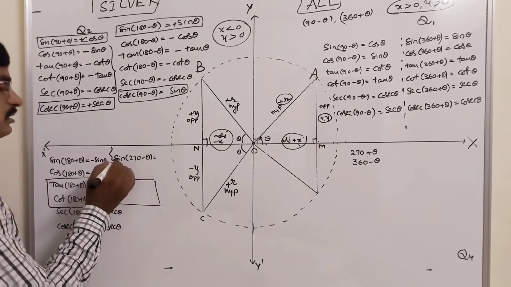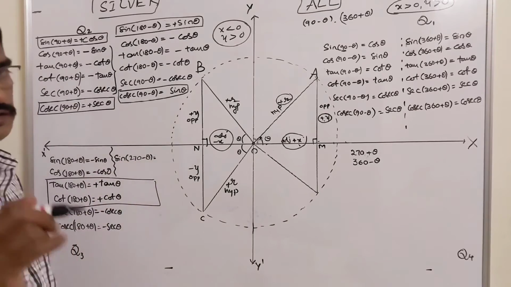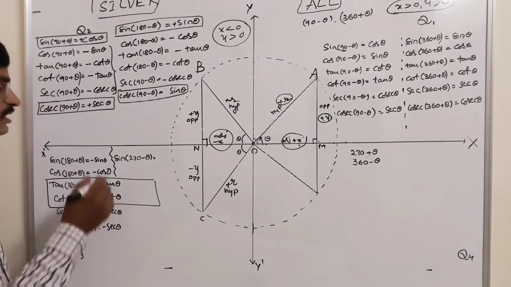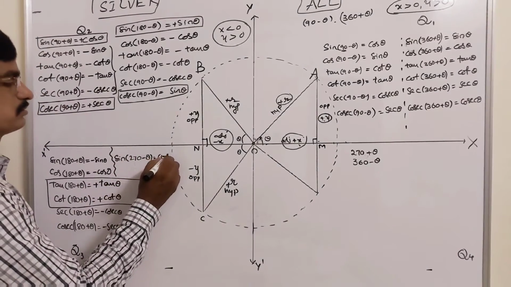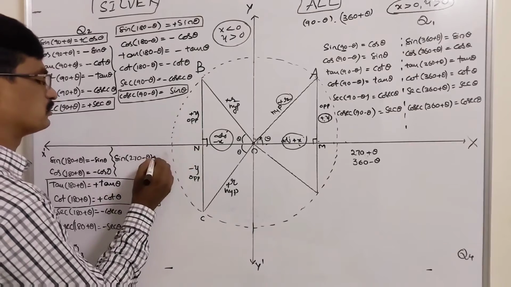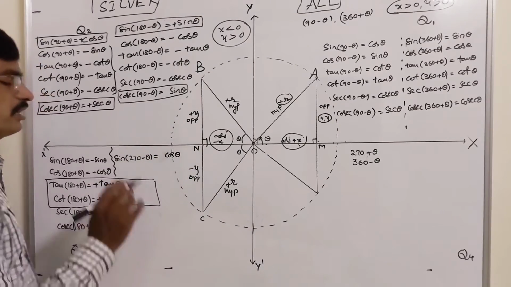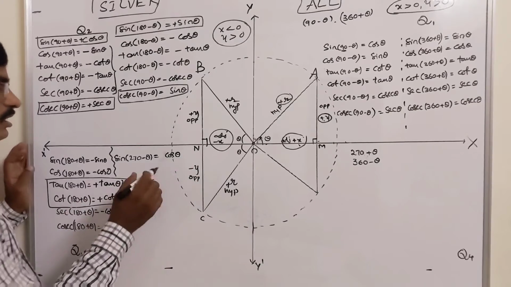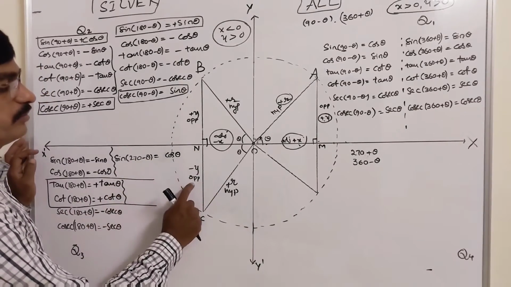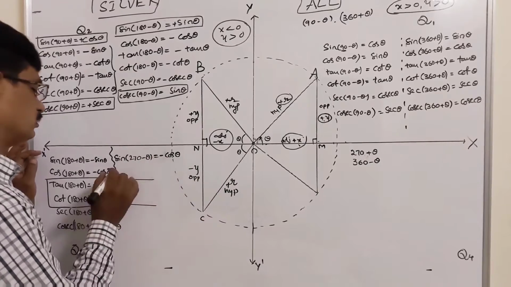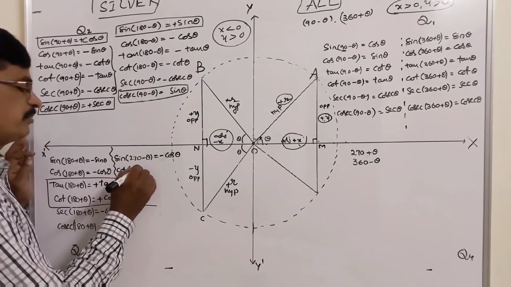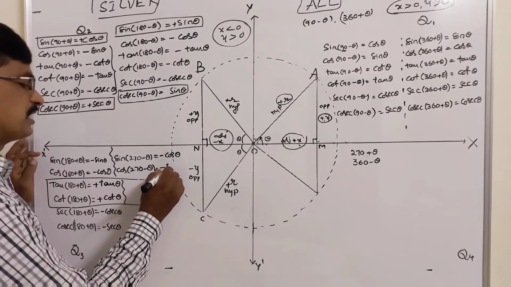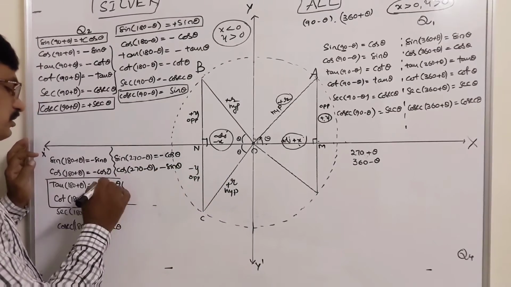Okay, similarly sine of 270 minus theta. 270 means 3 right angles, that is an odd number of right angles. Odd number of right angles means here sine becomes cos. But we have to check whether it is positive or negative. So here in cos theta, opposite side by hypotenuse, minus by plus, minus. Cos of 270 minus theta is equal to adjacent side by hypotenuse, minus sin theta.